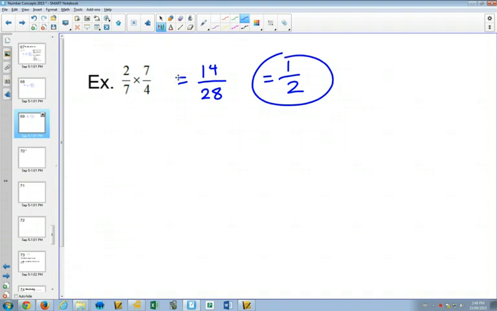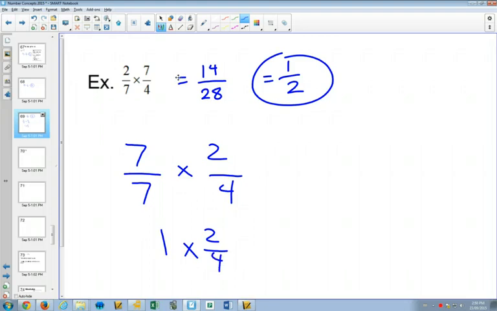What I really like about this question is, would you guys agree that 2 times 7 is the same as 7 times 2? Yes. You've learned that before? So if I wrote these fractions and instead of on the top had 2 times 7, if I wrote it as 7 times 2, that wouldn't change anything, would it? No. This is still going to be 14 on the top, still 28 on the bottom, right? But what is 7 divided by 7? 1. And what happens when you multiply something by 1? It stays the same. So look at this. What's 1 times 2/4? 2/4. And that reduces to 1/2. Cool.